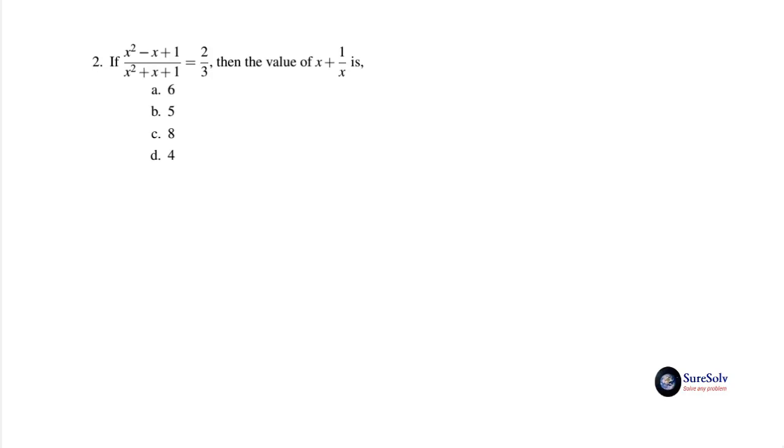This problem states, if (x squared minus x plus 1) divided by (x squared plus x plus 1) is equal to 2 by 3, then the value of x plus 1 by x is: option A 6, option B 5, option C 8 and option D 4.